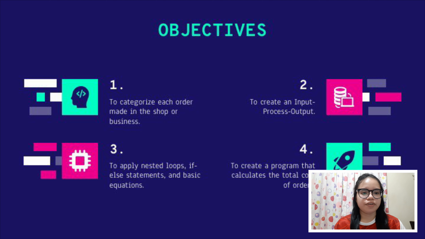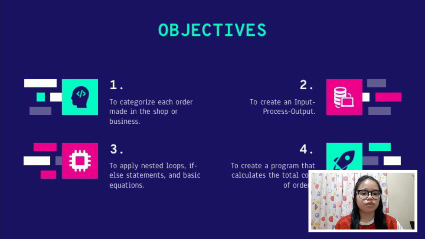These are our specific objectives. First is to categorize each order made in the shop or business. It is important to categorize to avoid any errors in the transaction and for the business to provide the correct items ordered by the customer.